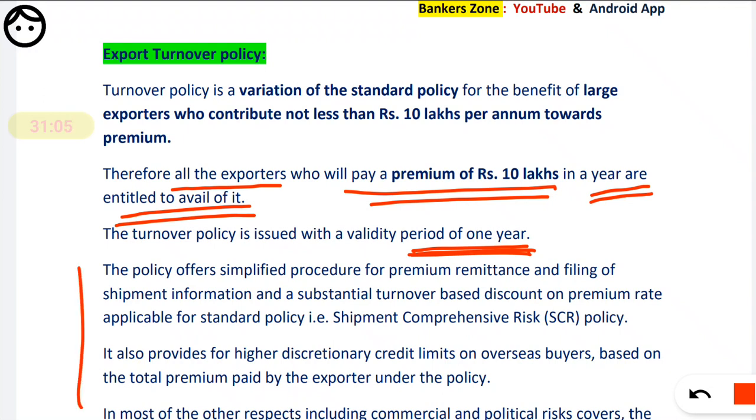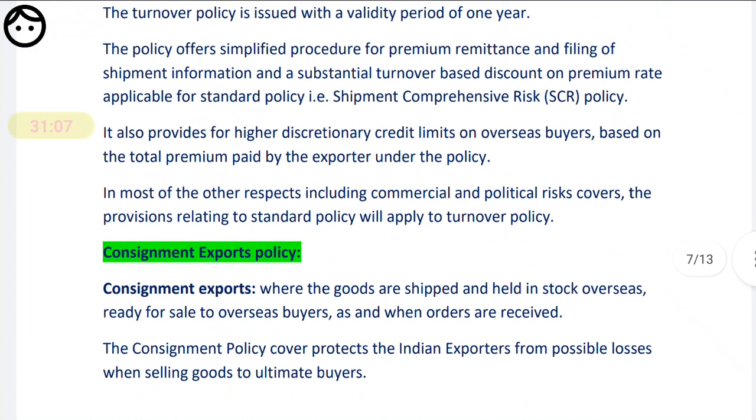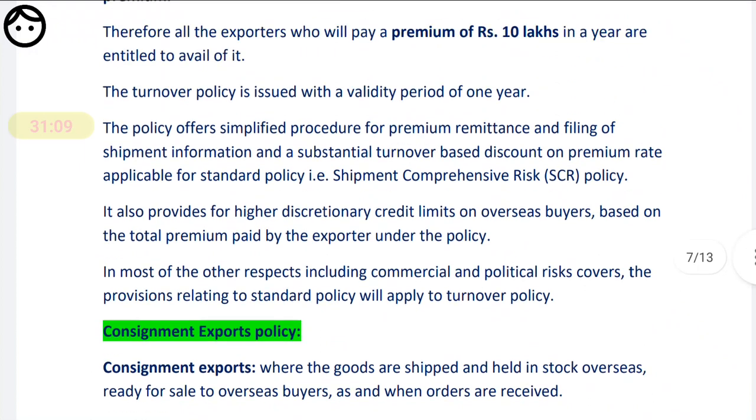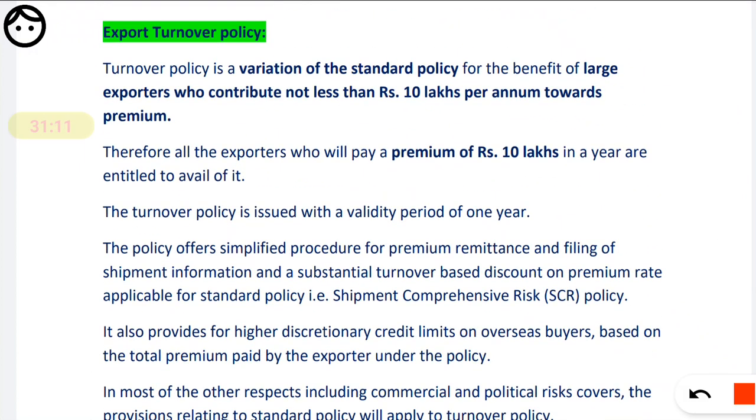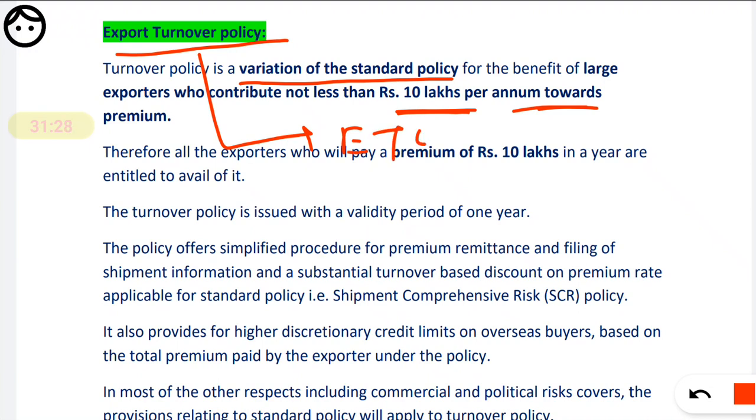The rest of the things you can read through the PDFs, but the important part that I want to highlight is only that, remember, the export turnover policy is a variation of the standard policy, and only exporters who pay more than 10 lakh rupees premium per annum are entitled to avail the export turnover policy.